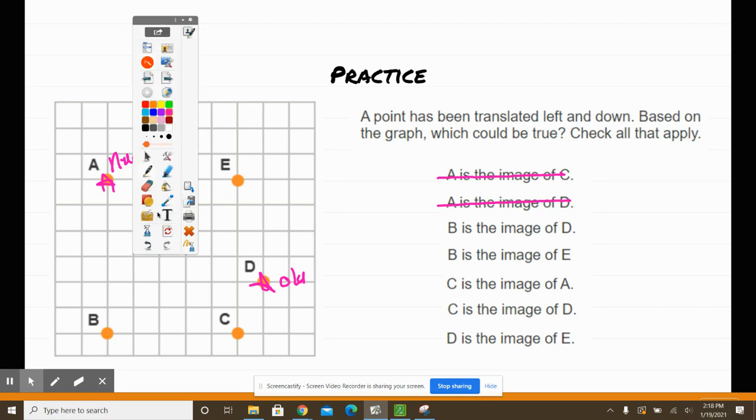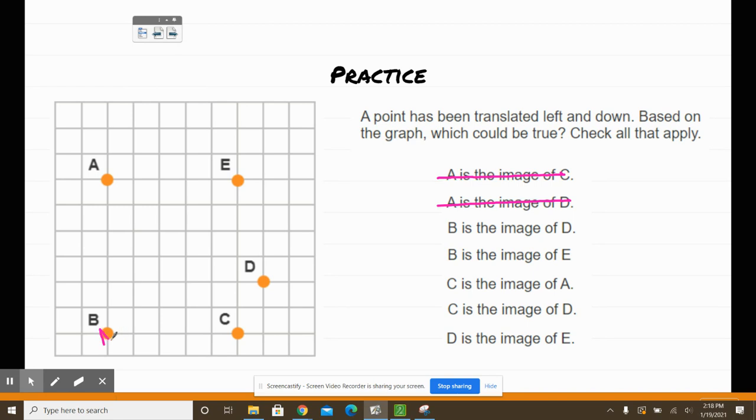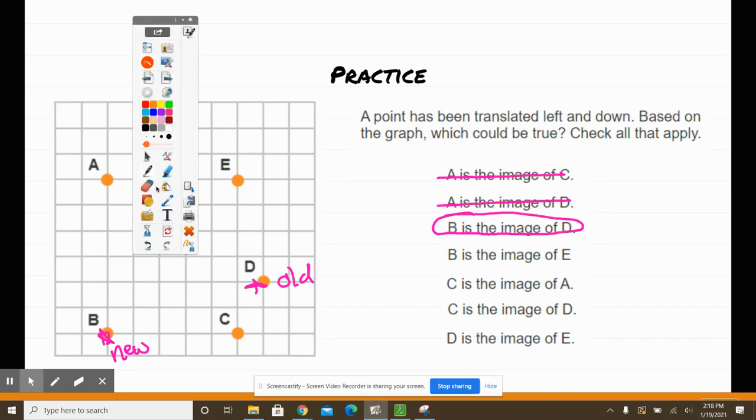Let's try B and D. Here's B and here's D. B is the image, so that would be new. That would make D the old guy. Is B the image of D? Well, could you take the old guy and move it to the left and down? Could that be the case? It sure could. That could be it. Why don't you pause it and try to do the rest and then see how you do?